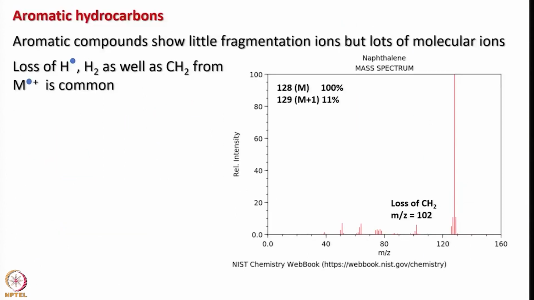Okay, now let's look into aromatic hydrocarbons. Aromatic hydrocarbons show little fragmentation but lots of molecular ions due to the loss of H radical, and one can also see the loss of H2 as well as CH2 from aromatic compounds, and this is the most common. If you look into the mass spectrum given here of naphthalene, we can see loss of CH2 and it continues like this.